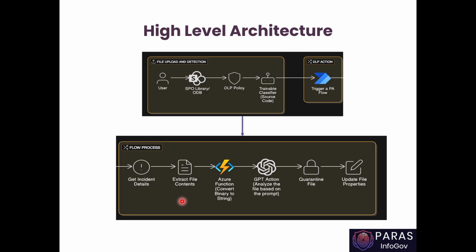Now, GPT analyzes the code and gives us back all the good stuff, right? What is the language used? What is the risk level? What is the purpose of that particular code? And based on that, we take action. We quarantine the file. We update the metadata with those GPT insights. And it's just like building a smart security analyst inside that flow itself, right?